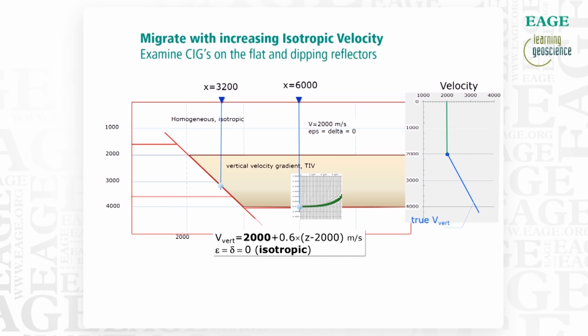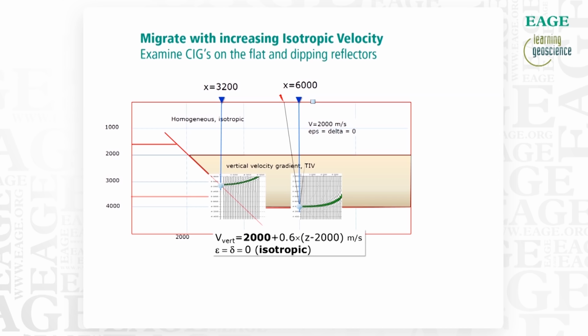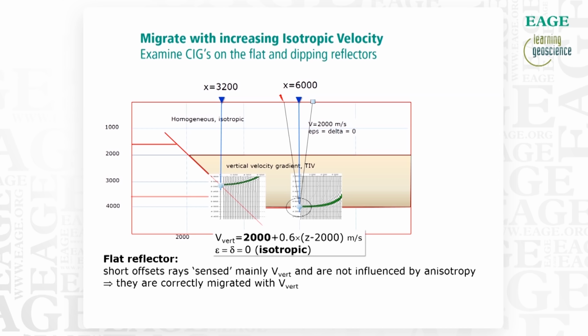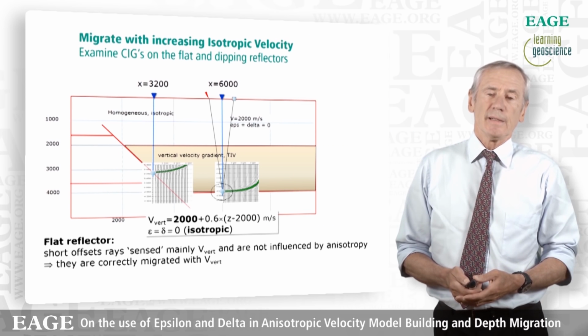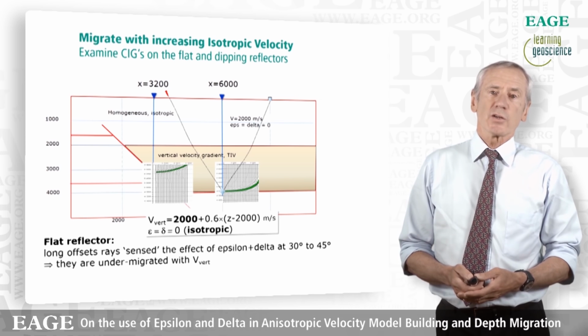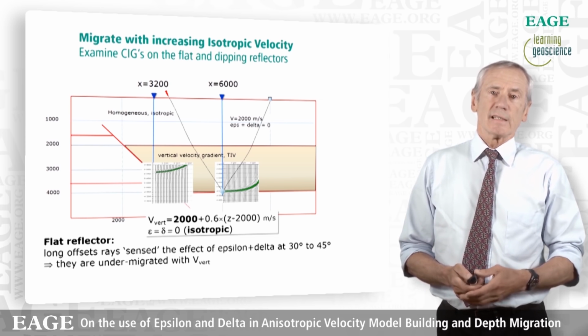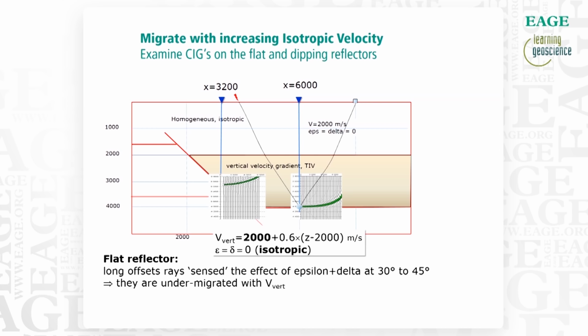This is the common image gather we would get on the flat horizon, and that's the one we would get on the dipping horizon. Let's investigate that a bit further. We see that for the so-called near offset, like illustrated by these rays, we get the right migration. This shouldn't be a surprise, since the rays sense basically velocities which are almost not influenced by anisotropy. But when we look at long offsets, we see that the rays saw high influence of anisotropy, and we don't compensate for that with the vertical velocity. Hence, they are under-migrated. That's the famous hockey stick effect.